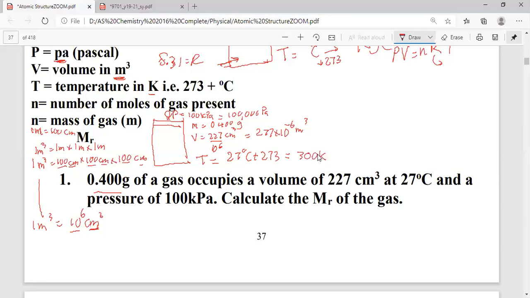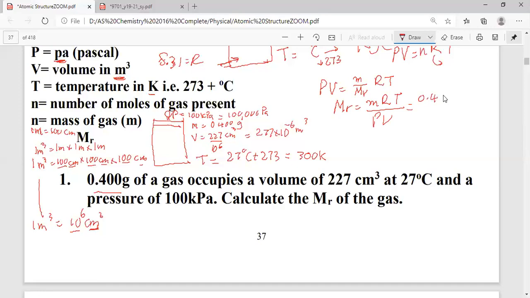Everything is ready. So how to find your MR? Very simple. Use the equation. PV equals nRT, so I change it first. M equals to MR. RT. So just by substitution, put the MR here first if you like. Mass and R and T over P and V. So you just substitute inside. All right, I won't do it for you. You can do it for yourself later.